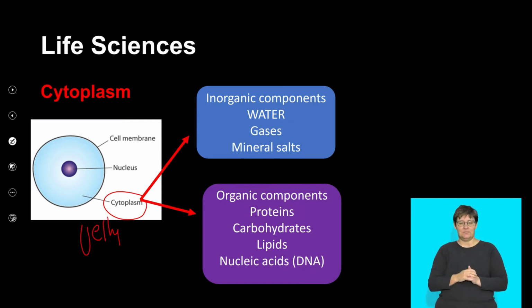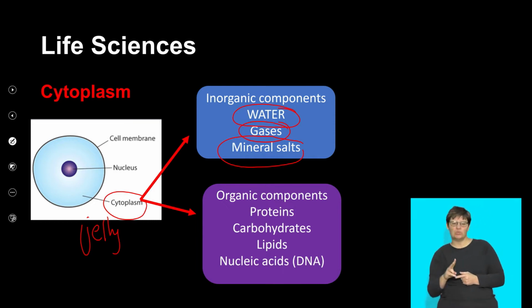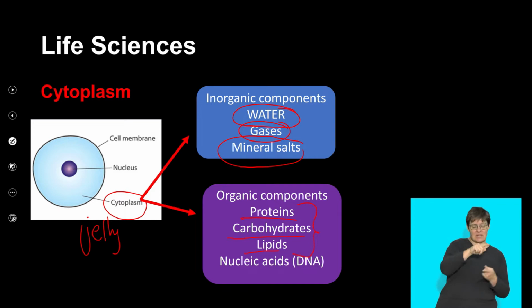So we take the jelly, we take water, we put it together, and that's what we're going to get. In here, the most important constituent is water, right? Water makes up approximately 60% of all the cells. Then dissolved in the water, we're going to find gases and all our mineral salts. Also in the cytoplasm, not necessarily dissolved, we're going to find our proteins, our carbohydrates, and our fats.